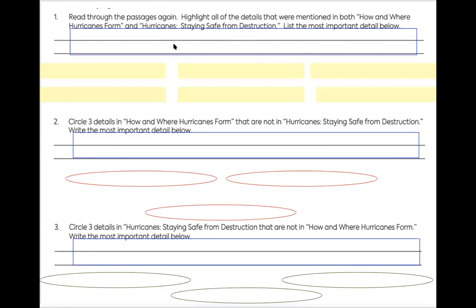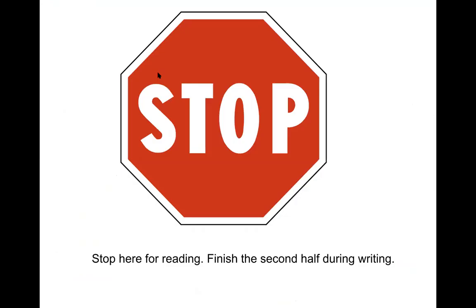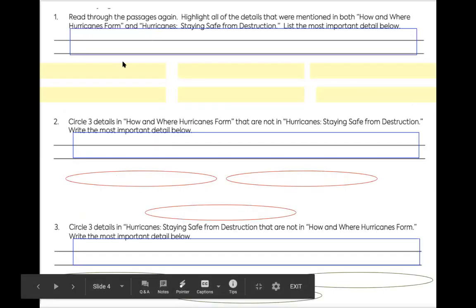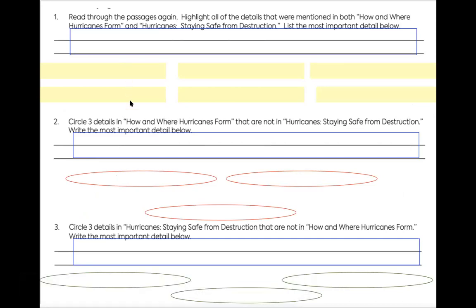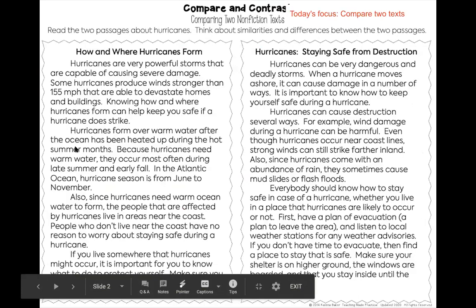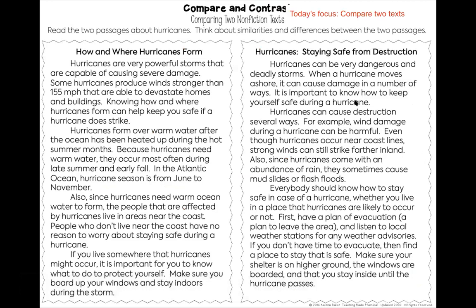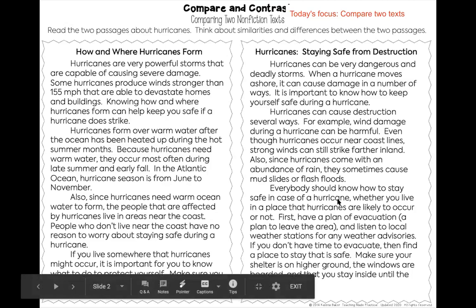So this one is, your first task is to read through the passages, highlight the details that were mentioned in both. Again, you can drag and drop in the highlighting boxes. So find the details that are mentioned in both. What I would do if I were you, I would find it on how hurricanes form, highlight it, and then go to the other side and highlight it on safe from destruction with the matching one. Rather than highlighting everything on one text and then everything on the other, it's going to get a little confusing.